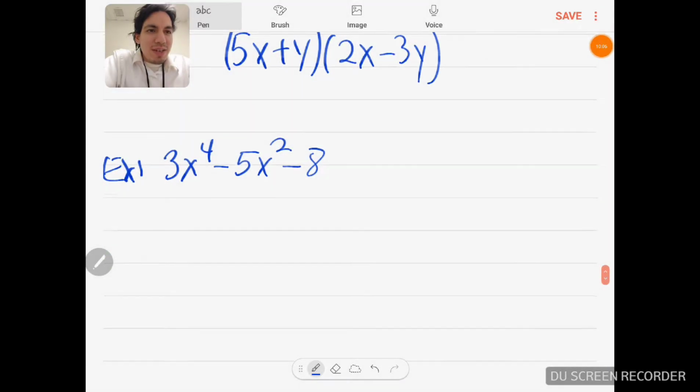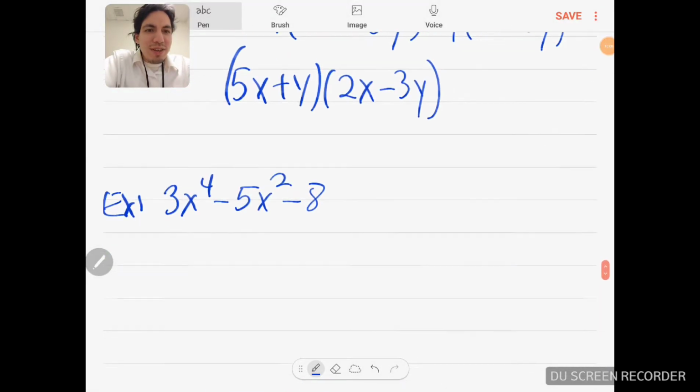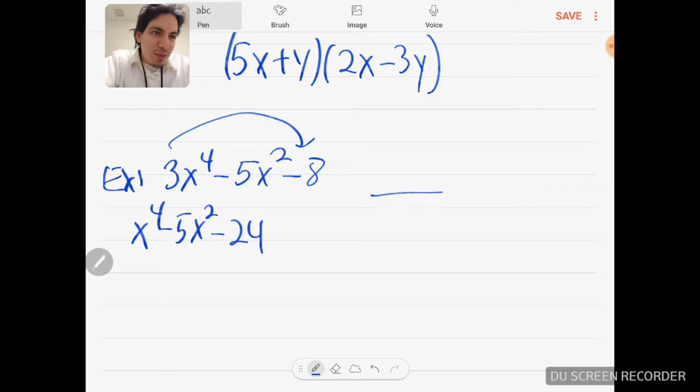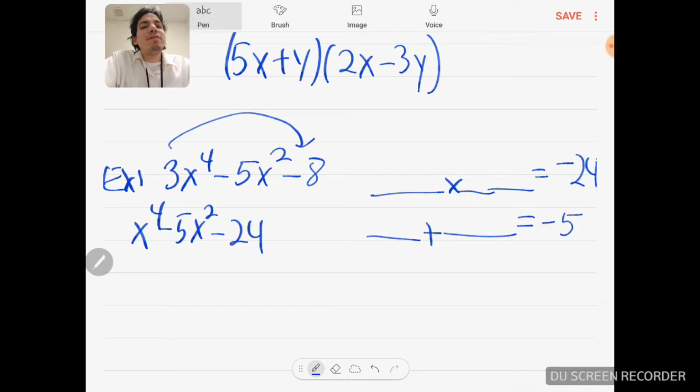Let's see. Okay, we got 2 more left. Same idea. We got x to the 4 minus 5x squared minus, not 8, 24. So we need 2 numbers. When we multiply them, we get, not 24, negative 24. And then the same 2 numbers, when we add them, give me negative 5.